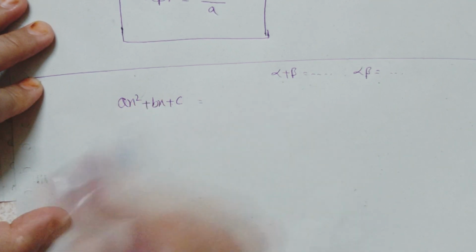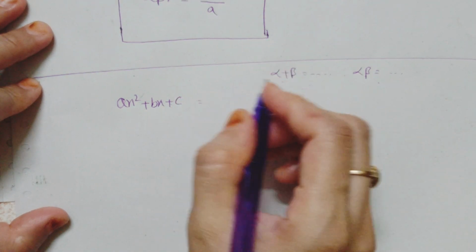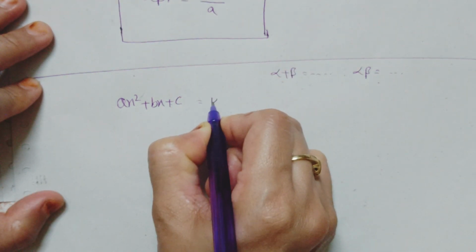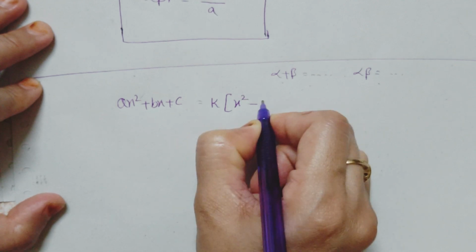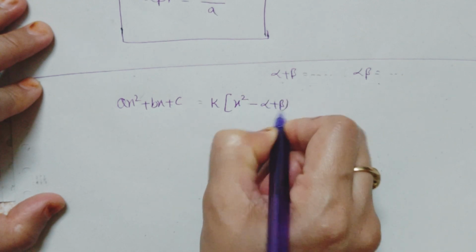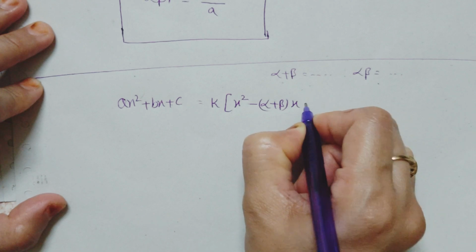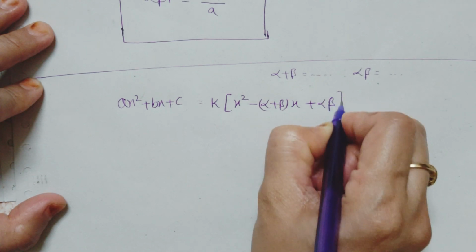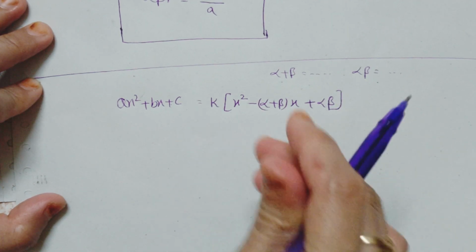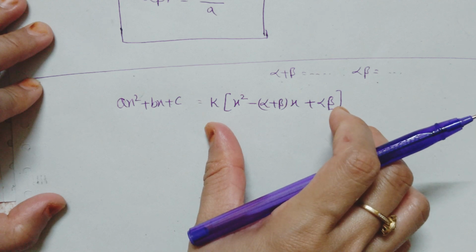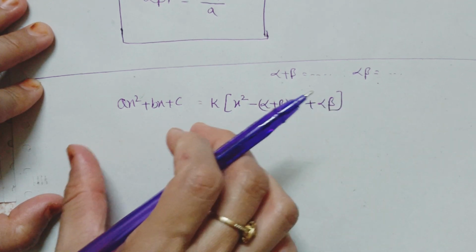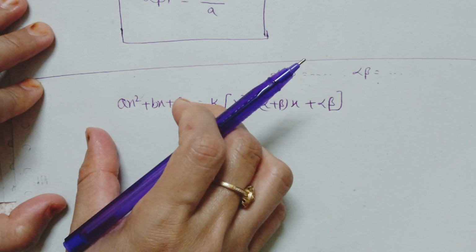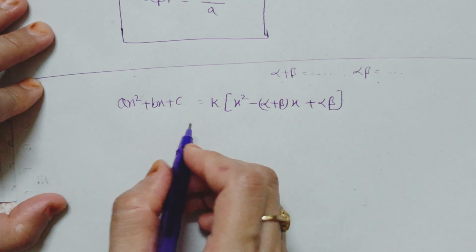For this we have one formula, which is k into x square minus alpha plus beta of x plus alpha beta. This formula you have to remember, guys. With this formula you can get the quadratic polynomial. Let me tell you one example here.